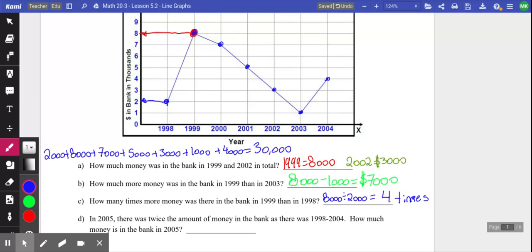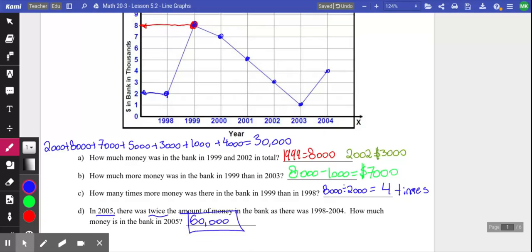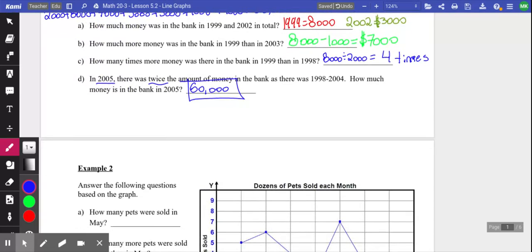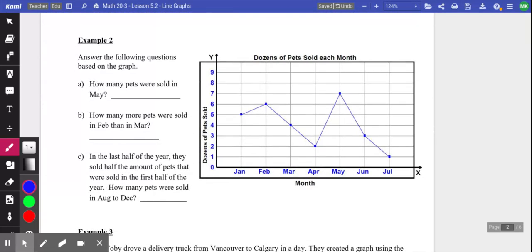The question said there was twice the amount in 2005. So it means there's $60,000 in 2005. They did good in 2005. They made some cash. All right, that's how you read a line graph. Pretty simple stuff. You've probably been doing it most of your life.